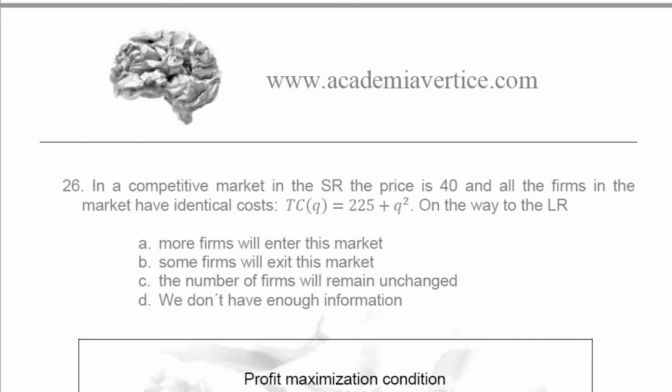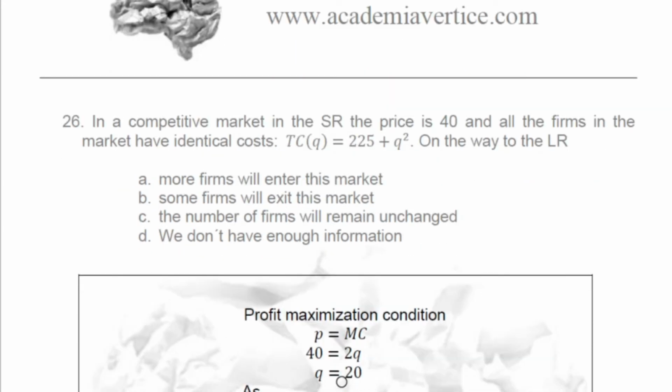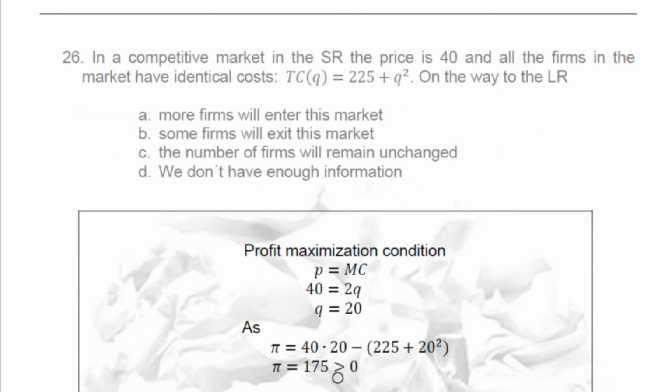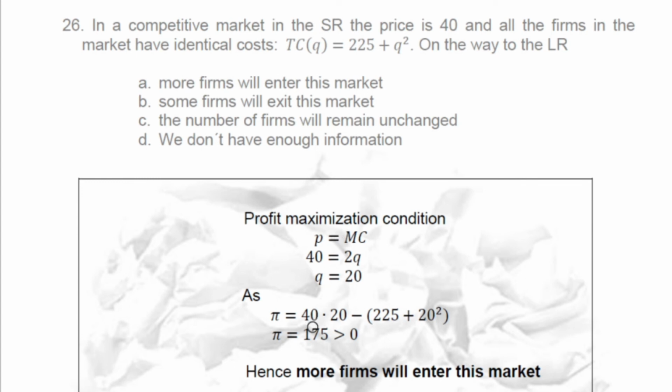So with price equal to 40, marginal cost is 2q, so q is 20. Then the profits: 40 price times 20 quantity, 800 revenues, minus 25 plus 20 quantity squared, so 425. Then the profits are positive. As they are positive, more firms will enter this market. Okay, very easy question. You have to remember that things need to be proved.